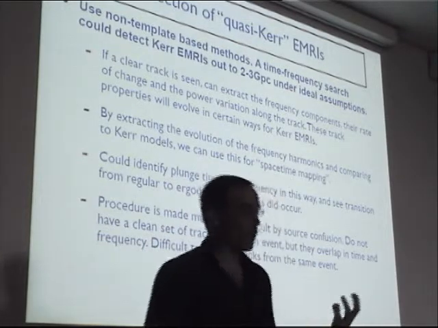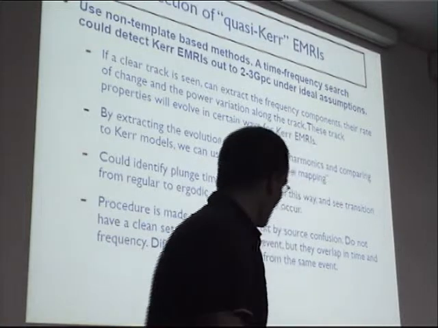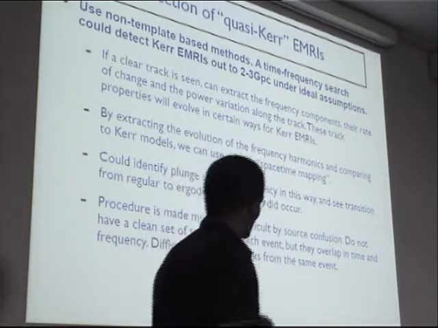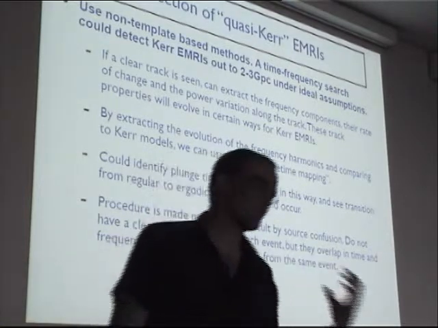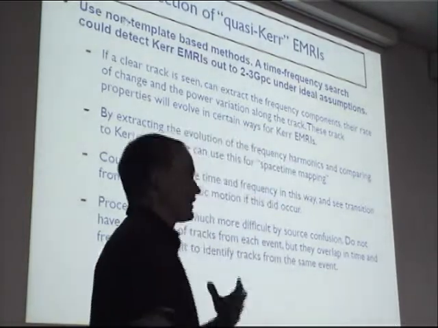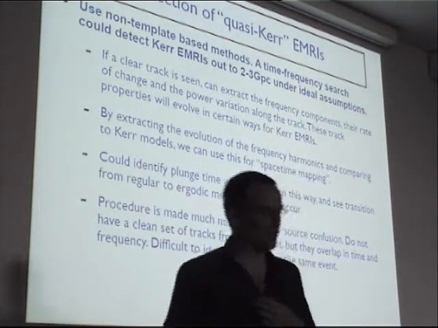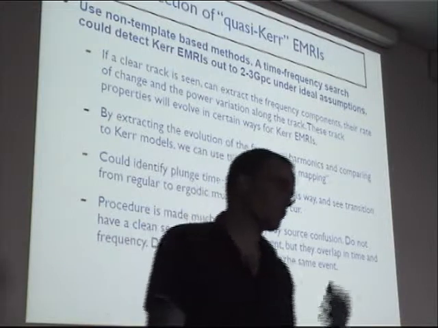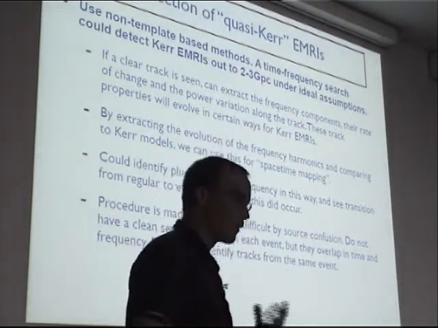It's also one way to detect something that is entirely unexpected. But the main problem with the time frequency approach is source confusion. As Kurt was saying, we have several million white dwarf binaries in the LISA data stream. We have probably several supermassive black hole inspirals. We may have 100 EMRIs.